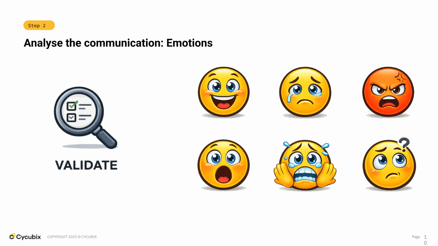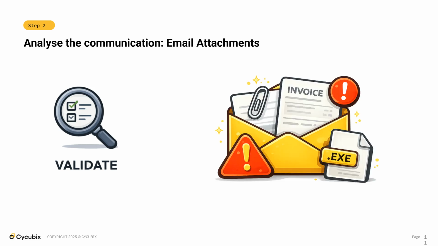Step 2 is to analyze the communication and recognize emotional manipulation. Suspicious communications often appeal to authority, urgency, or threats, causing anxiety. If a message makes you feel rushed, stop and pause to verify its legitimacy before taking any action. Email attachments are a common way to deliver malware. If you did not expect a file, do not open it. Validate the request first using a separate channel, like calling the supposed sender on a known number. If anything feels off, report it and delete the email.